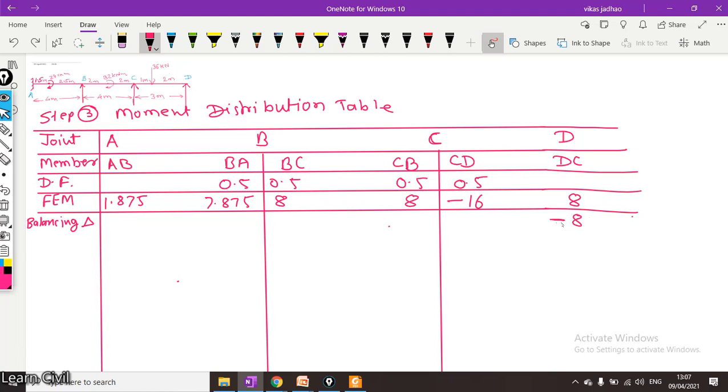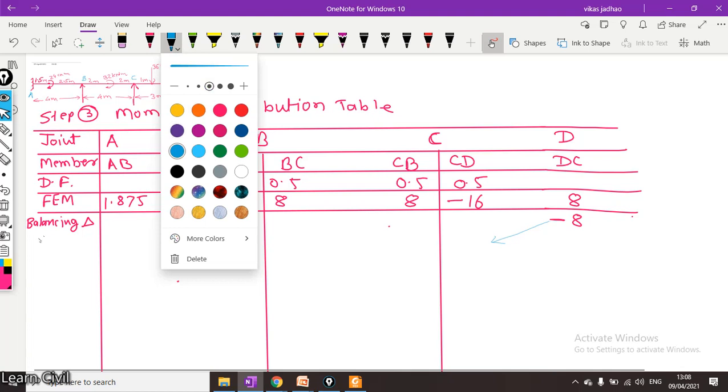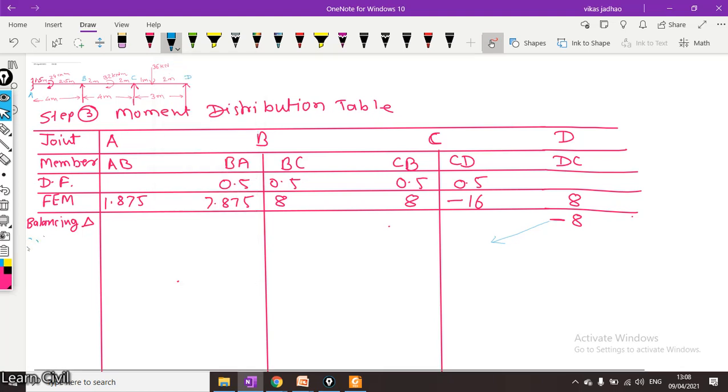As we are applying a balancing moment here, half of this moment will be transferred to the other end. This is called carryover. So half of this moment will be transferred to this end, and this will be minus 4. Draw one horizontal line here.